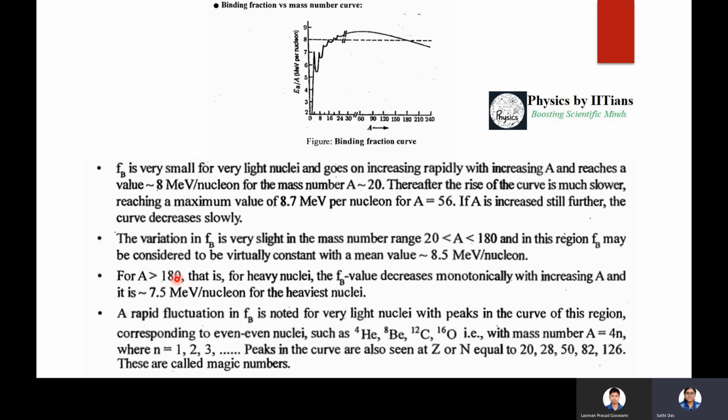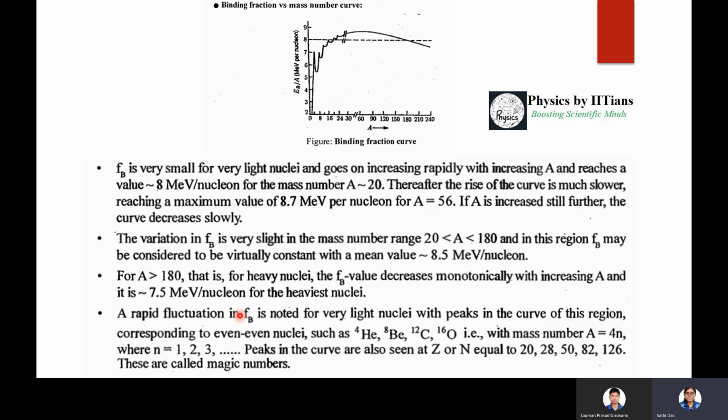Now whenever A is greater than 180, that is very heavy nuclei, this binding fraction value FB decreases monotonically with increasing A. So look here, what does it mean? That is, binding energy is decreasing with increasing atomic number, for the heavy atoms. So the nucleus is not so much stable. For A greater than 180, it is nearly 7.5 MeV per nucleon for the heaviest nuclei.